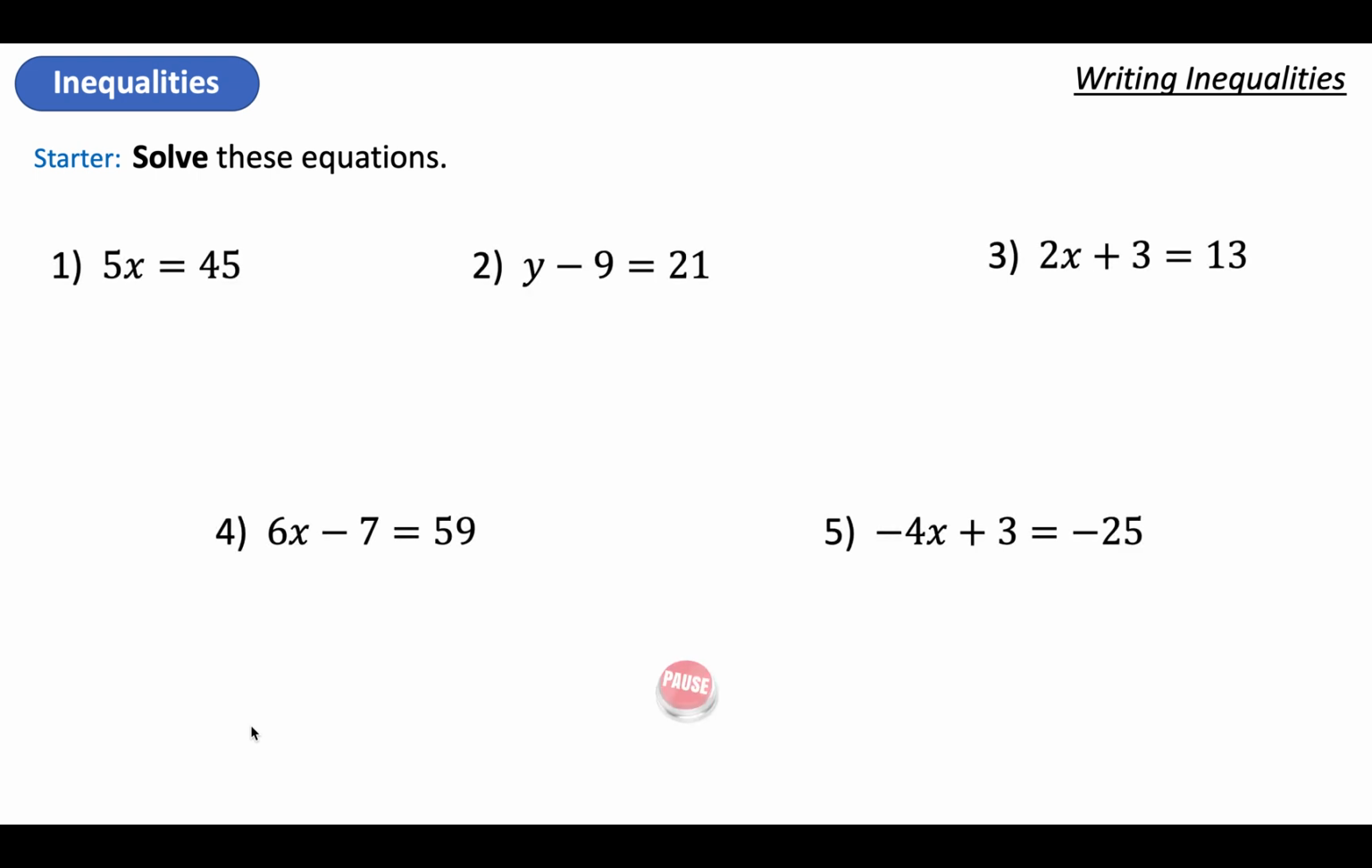Writing inequalities. So, where should we start? I'll tell you what we're going to start with, solving these equations. So I want you to find out the value of the letter in each one. You might need to go back and just remind yourselves of how to do these. I will obviously give you solutions in a minute, but I want you to have a go at these. Pause the video, have a go, unpause when you're done.